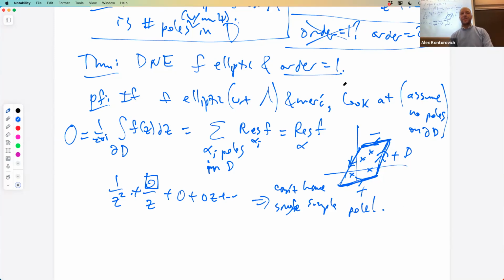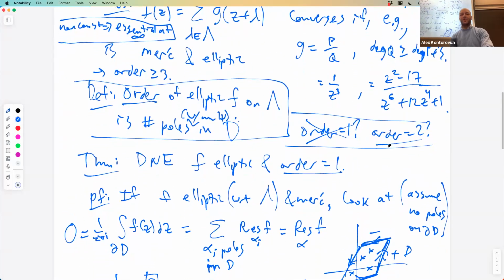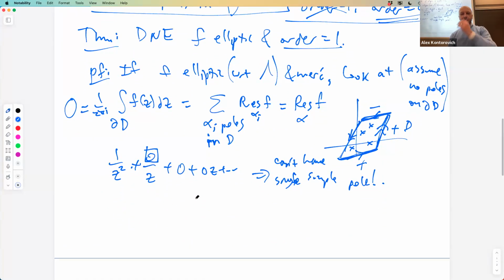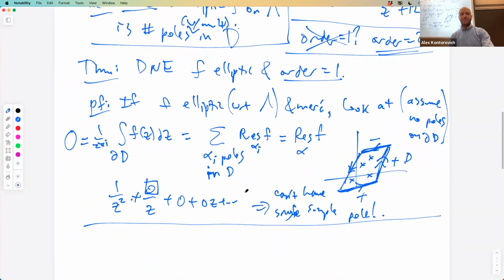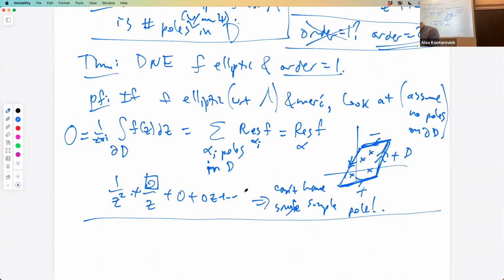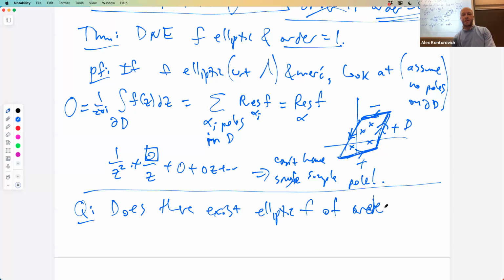Okay, so there are no order 1 functions. There are lots and lots of order 3 functions and higher. Order 0 is the constants. What about order 2? Can we have order 2 functions? Let me say one other thing before, in generalities: we have theorems of what can or can't happen, and then we have examples. Let's prove one more theorem. Do I want to prove one more theorem now, or do I want to go straight to the example? Let's go straight to the example. I'll give you the theorem in a second. All right. So question, does there exist some elliptic f of order equal to 2?